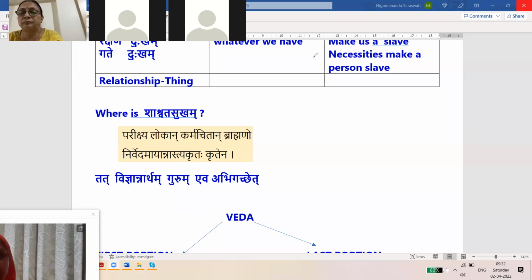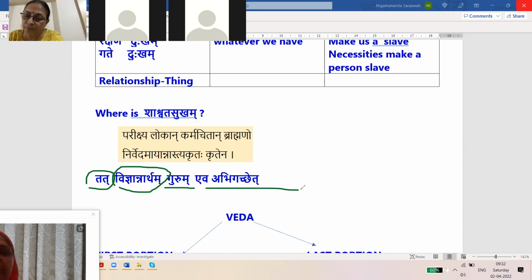Tat here means that moksha, vijnanartham. To know that moksha, guru eva abhigachet. A person should go to, reach or seek the guru. Without the guru, it won't happen. So, tad vijnanartham gurumeva abhigachet.